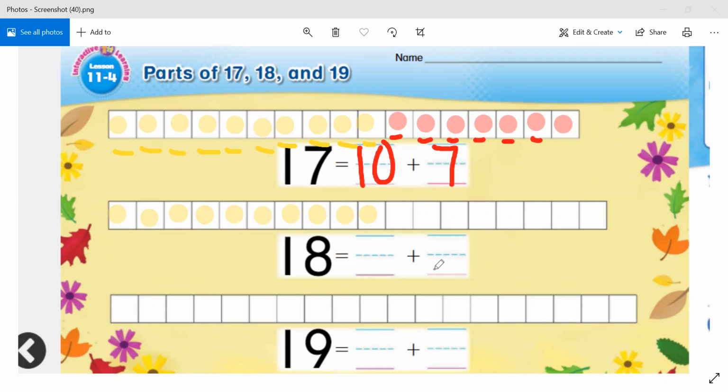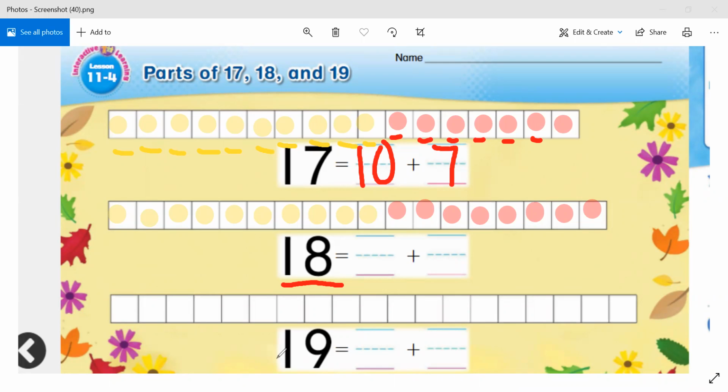Now we are going to fill in the rest with red. Again, you can use any two colors you want. So I filled in the remaining with the red counters, and there were 8. So I have 10 yellow counters, and then I have 8 red counters. So again, we have 18 here. So what does this number represent? 18 is representing the total number of squares.